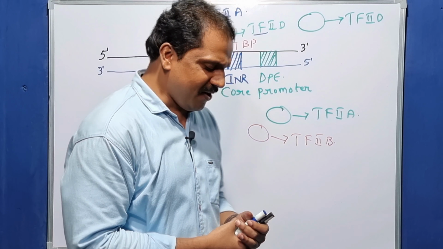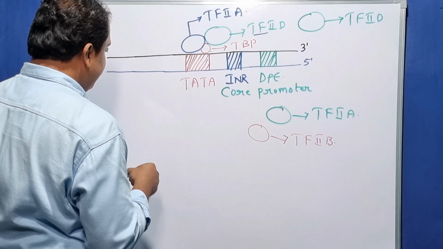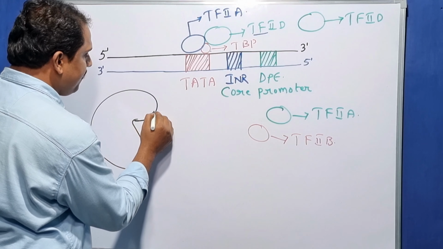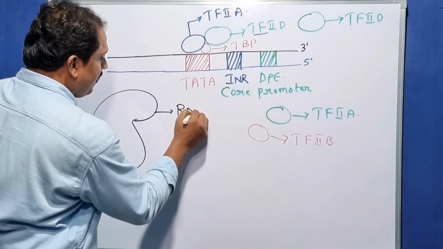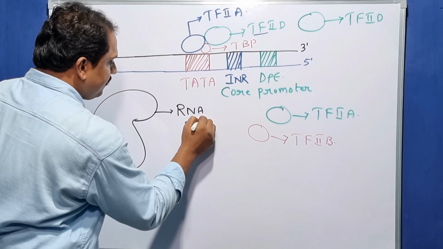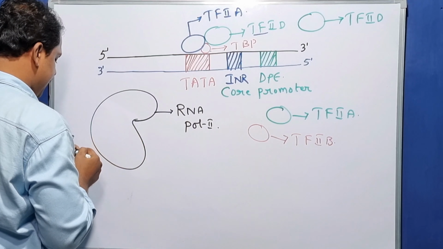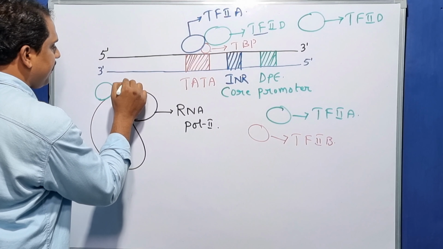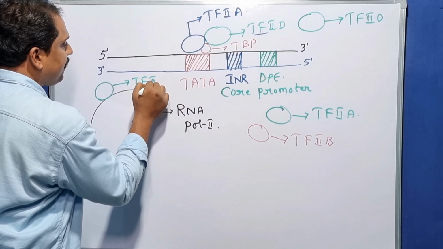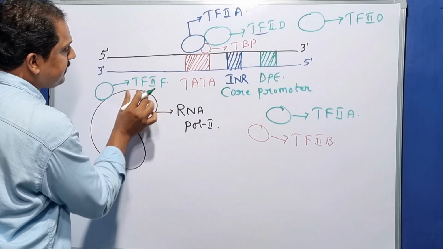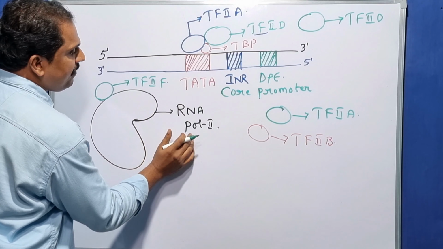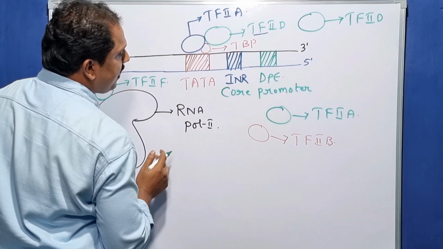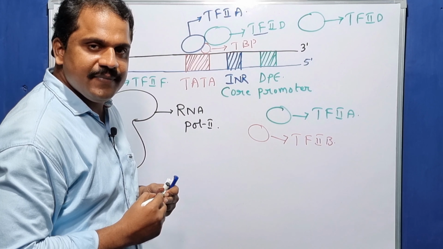So let me write it here. What is it? TF2F. So here it is the RNA polymerase II, and here there is a specific factor available. What is it? TF2F. So in the presence of TF2F, the RNA polymerase II successfully recruits to the TATA element, which is a part of the eukaryotic promoter. Is it clear?